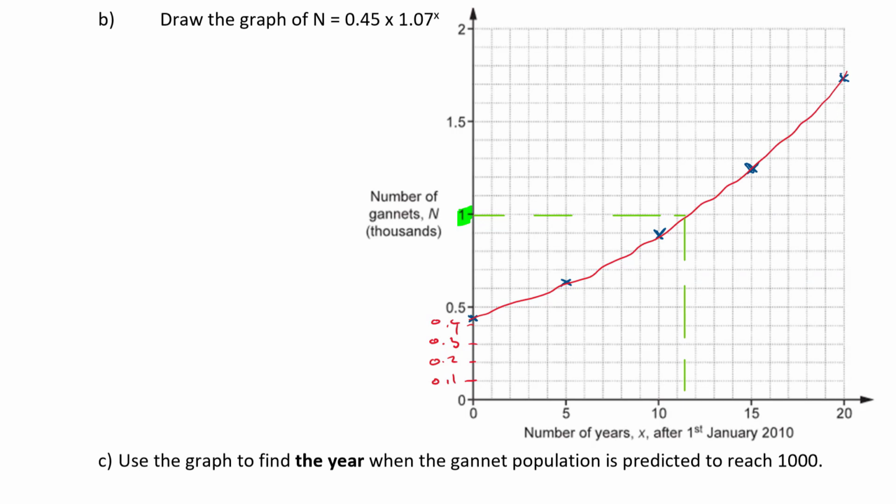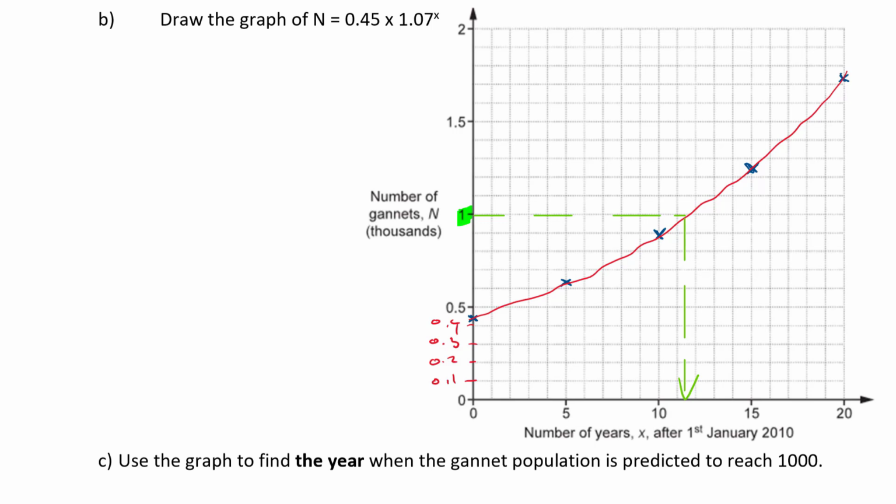Okay, so the answer I'm looking for is there then, isn't it? So it's a little bit more than 11. So what, 11? Should go for 11.5? I think I'm going to go for 11.5 there. So use the graph to find the year when the gannet population is predicted to reach 1,000.